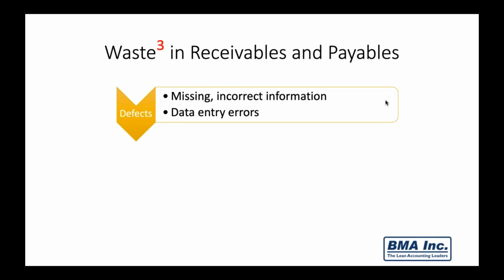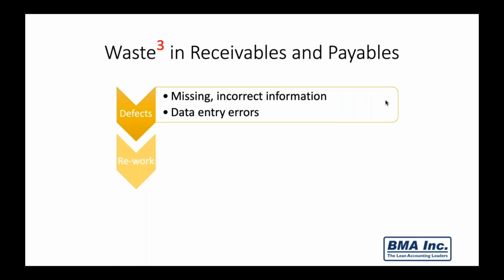So what is the waste we're looking at? Here's some typical waste. One is defects, and that is missing or incorrect information or data entry issues. Now the unique aspect of defects in these processes is that they create more waste. It's almost like exponential. That's why I have that waste to the third power.